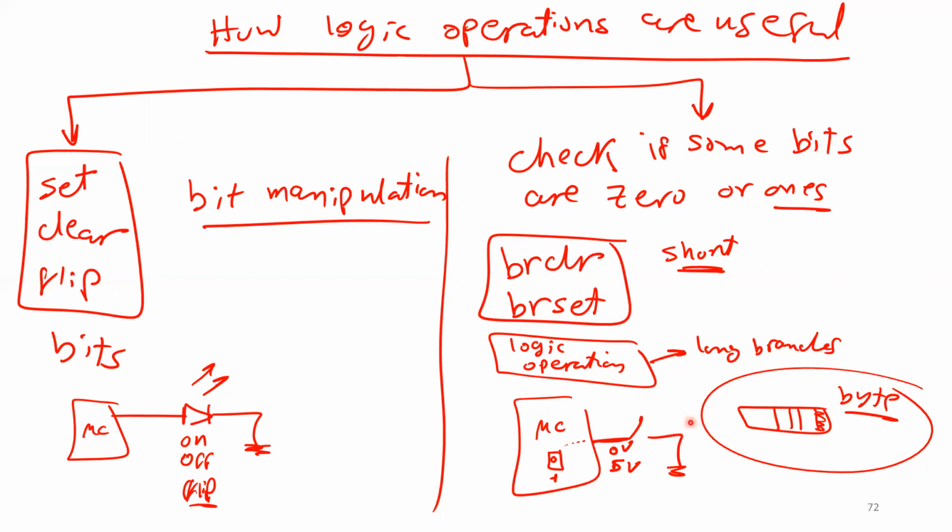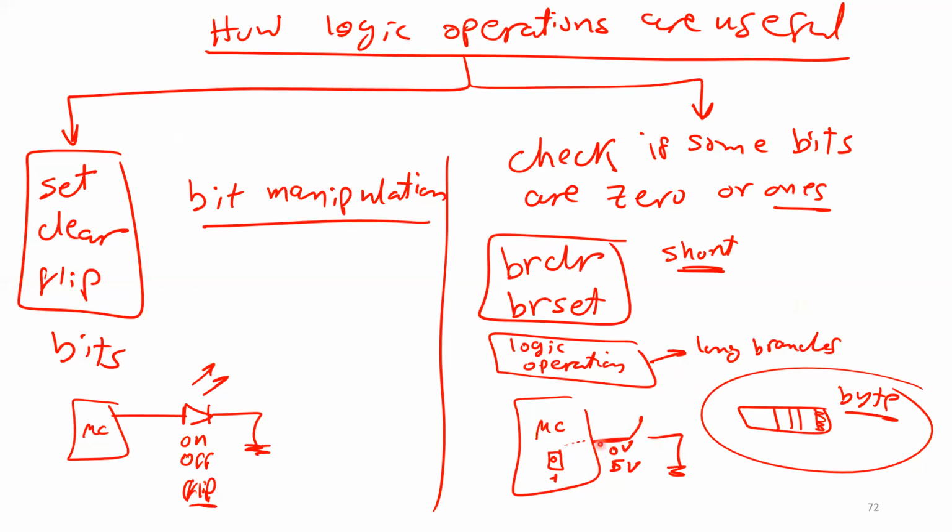Why sometimes, if you have a byte, do you need to check some bits? That's what we're going to do in the next chapter a lot. The reason is here. We have some input. We have some pins here. This pin is connected, for example, to a switch or a sensor or a device, whatever.